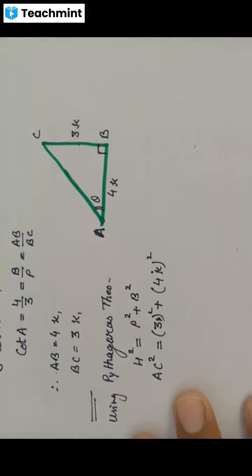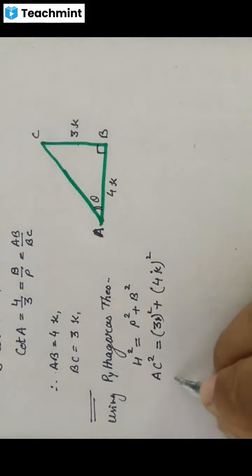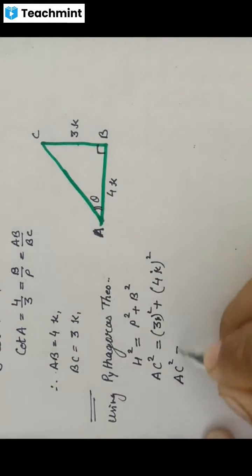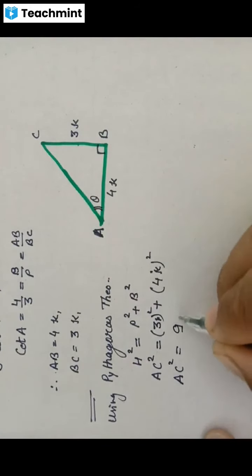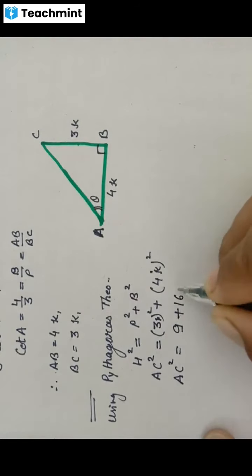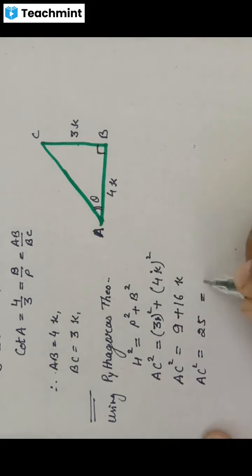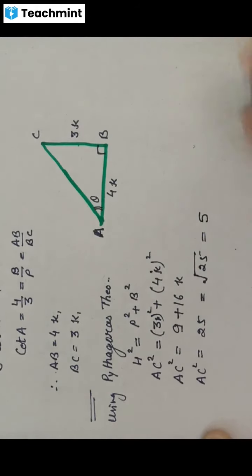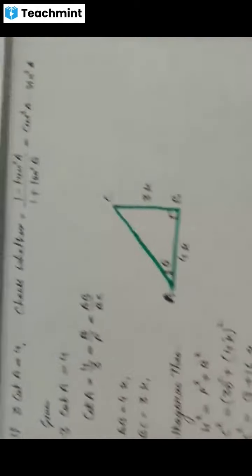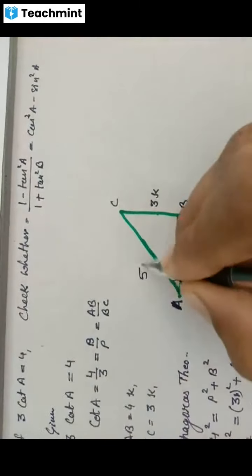That K is our what? Real number. So here we will have AC whole square is equal to 9K square plus 16K square. So it is what? AC whole square is equal to 25K square. Taking under root, under root 25 becomes only 5. So I can write over here, your AC is equal to 5K.